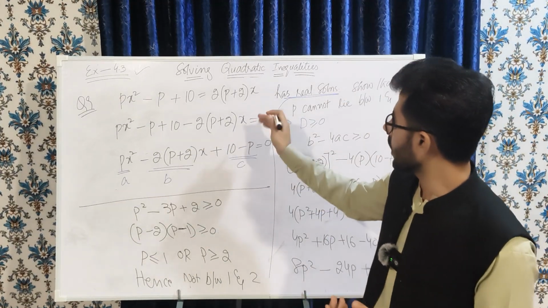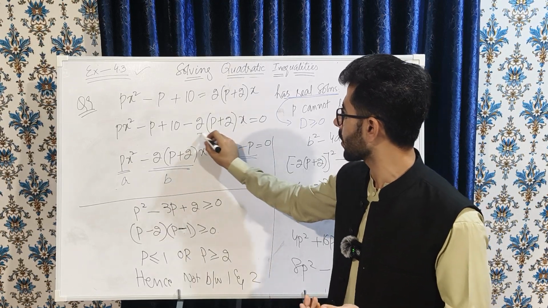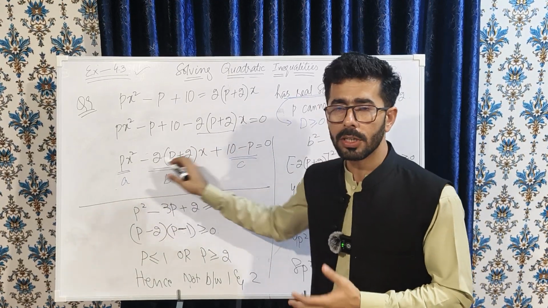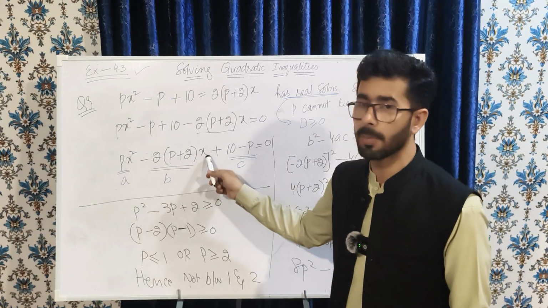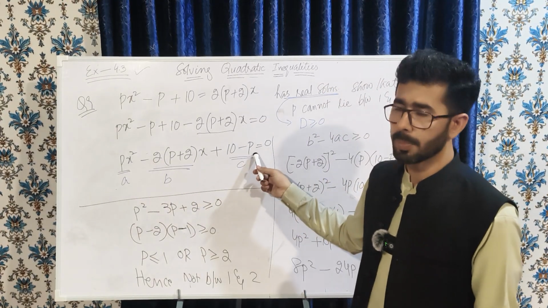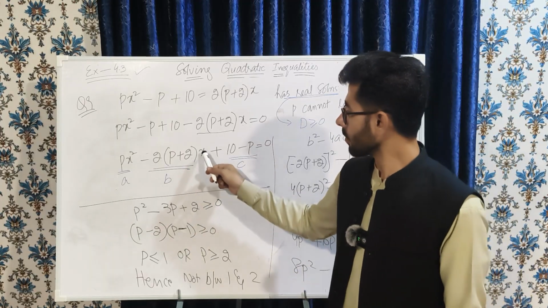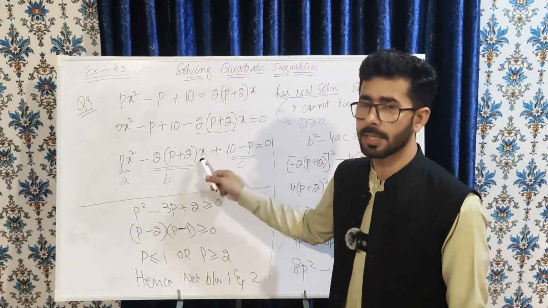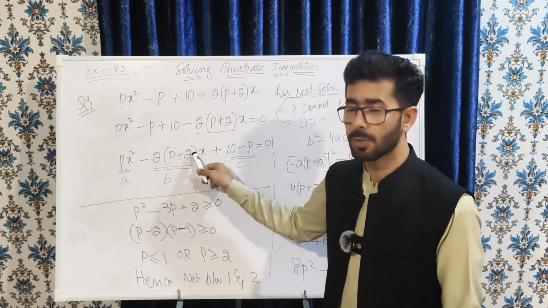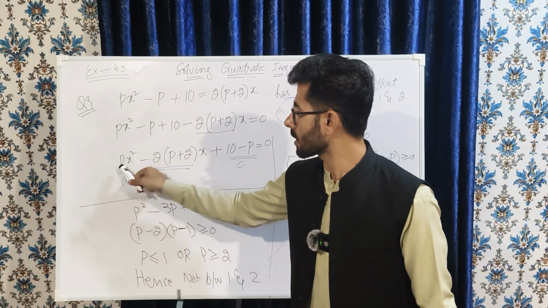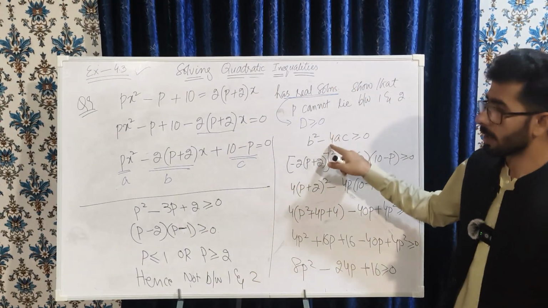We simplify everything, we take this term on the left. So now this is the term that is multiplied with x. So if I put it in the right sequence, I have px square minus 2 times p plus 2 times x plus 10 minus p. Now 10 minus p is constant, we name it c. This term is with x, so we call it b. So b will be minus 2 times p plus 2, and x square has a coefficient of p, so that is a.